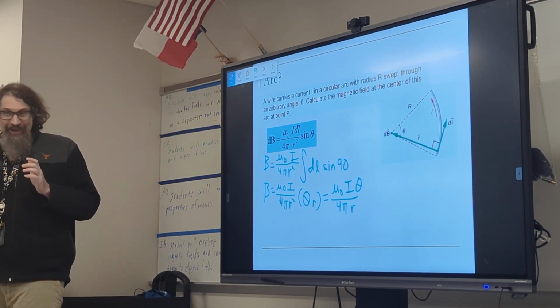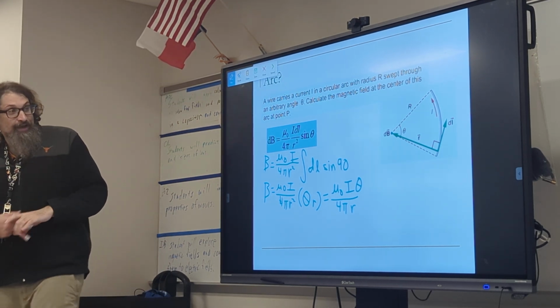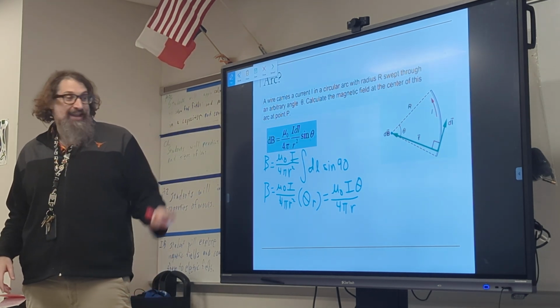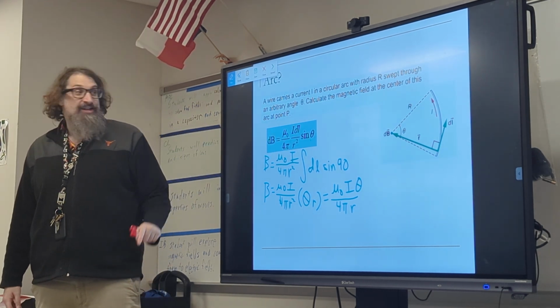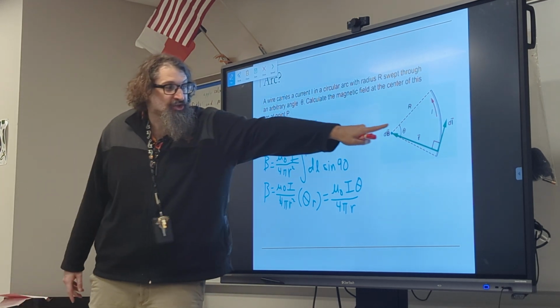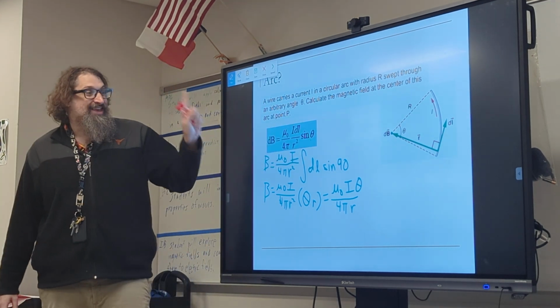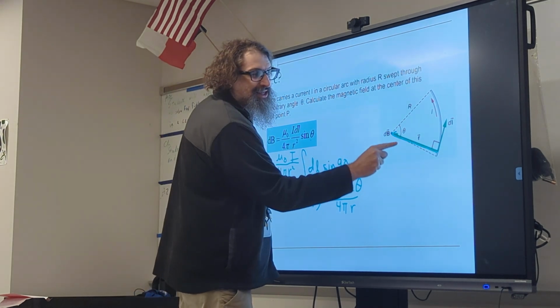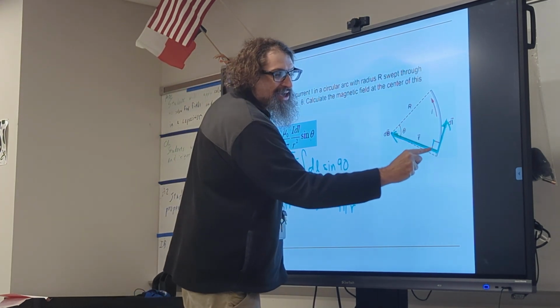How do you know sine equals 90? Because remember, the angle inside of this integral is not talking about this angle, this arc length right here. This angle is the angle the radius and dL make.